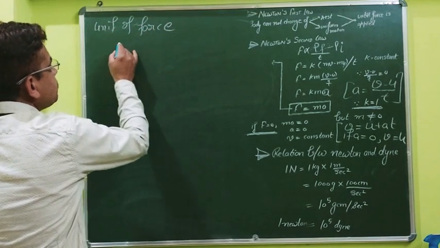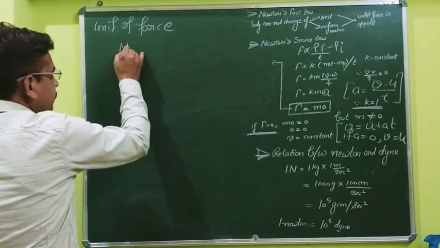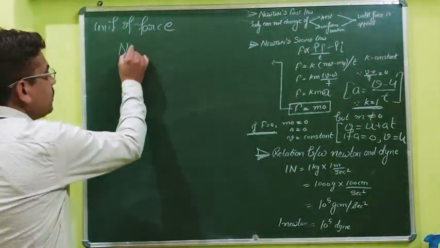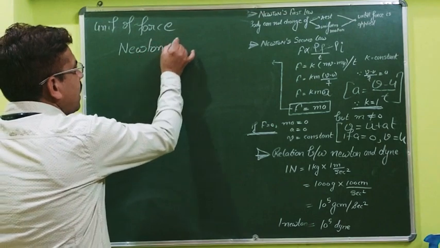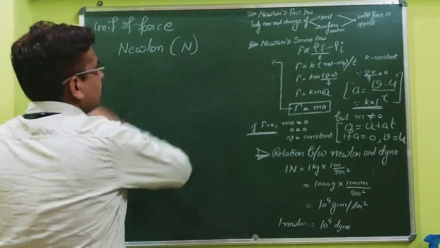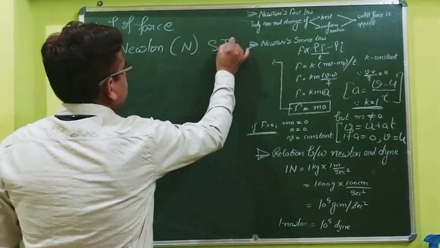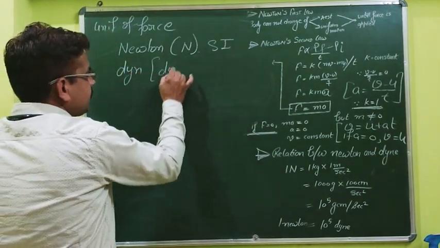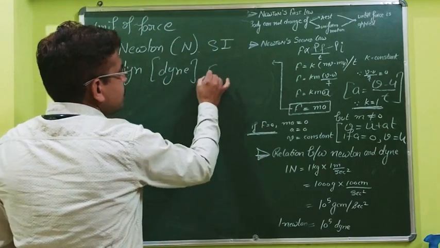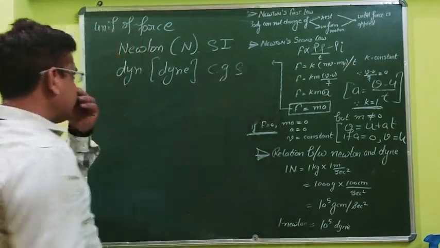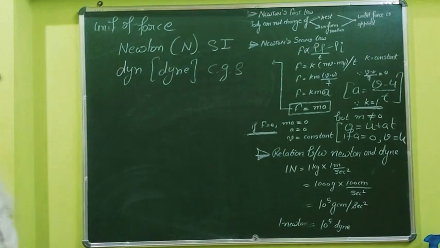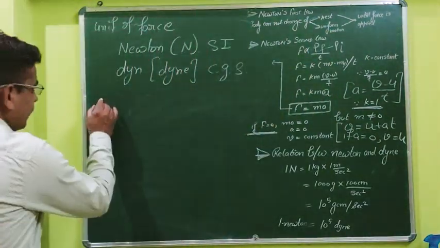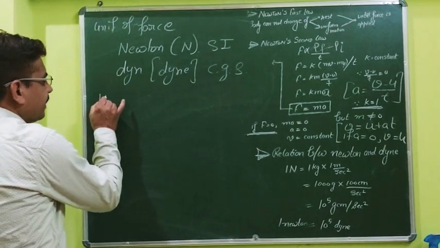So as you know, the force is discovered by Newton, so the unit will be Newton, and the symbol will be capital N, that is in the SI system. And dyne, D-Y-N-E, is the name in the CGS system. So these are the units of force in the SI system and in the CGS system. So next, how to define 1 Newton?